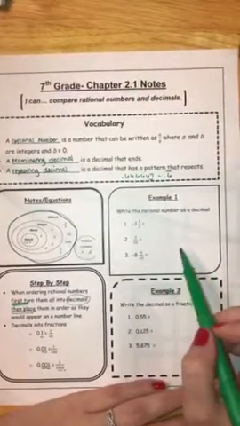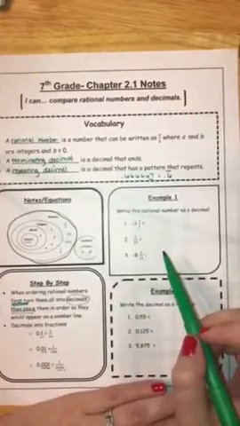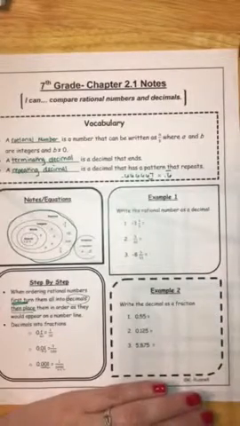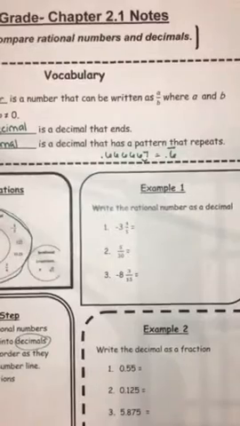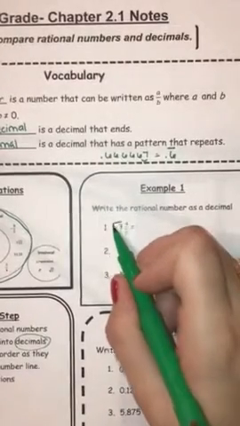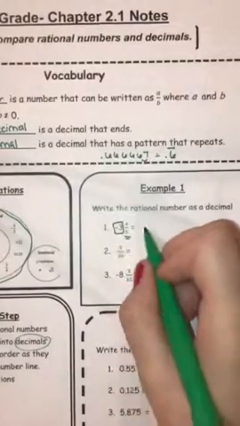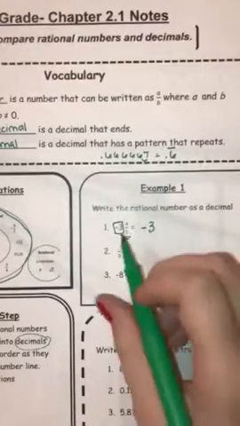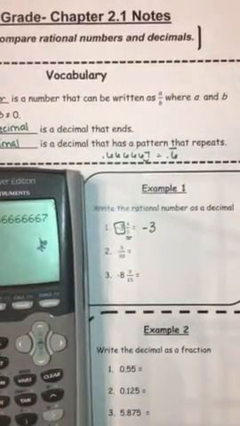So, for example 1, over here, it says write the rational number as a decimal. Okay, these can be kind of tricky. So I'm going to break it down into 2 parts. I'll zoom in a little bit. You have 2 parts here. You have a whole number, and then you have this fraction. Your whole number stays a whole number, so it's going to stay right there. However, the 4 over 5, I'm going to teach you to go ahead and divide it.